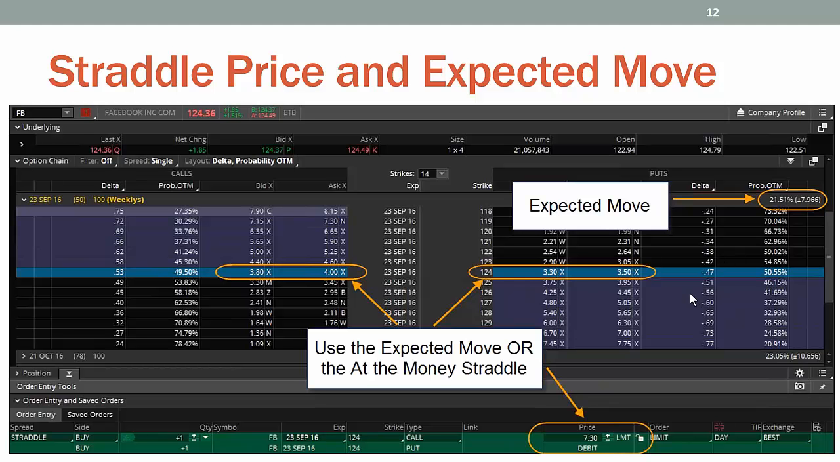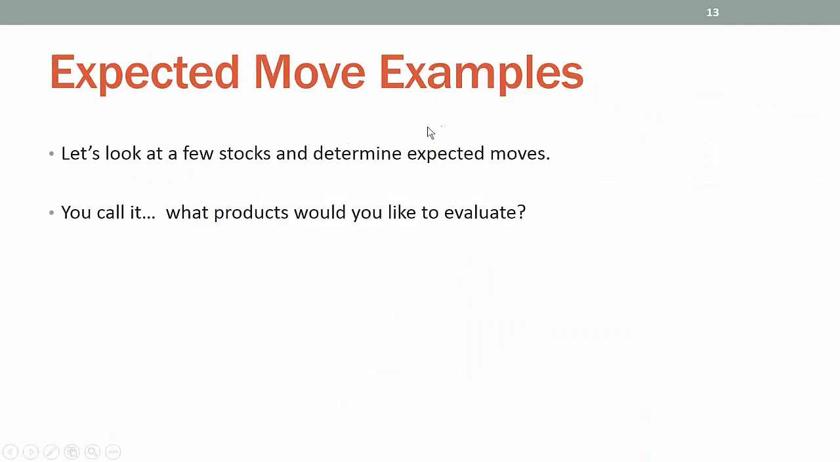So, again, all we do is add the call to the put. And I'm going to show you, all right, does this stuff work? Well, here, expected move examples. Let's look at a few stocks and determine expected moves. Now, you guys call it. You tell me. By the way, do I always split the bid-offer spread? Thomas, yes, I do. Split the bid-offer spread. Use the mid price.